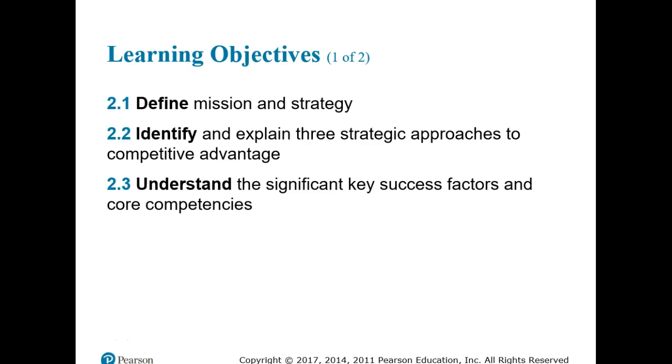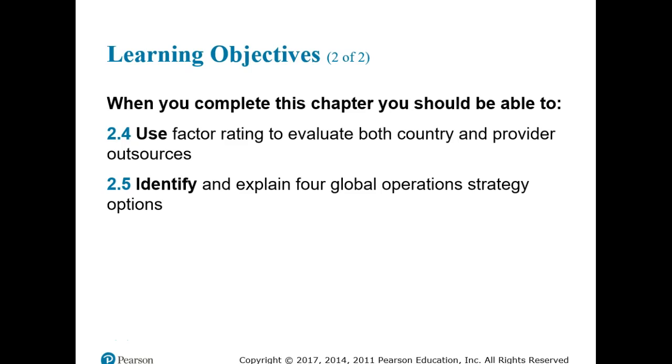First, we'll go over the chapter's learning objectives. We're going to define mission and strategy. We're going to identify and explain three strategic approaches to competitive advantage. Then we're going to understand the significant key success factors and core competencies. And we're going to use factor rating to evaluate both country and provider outsources. And we're going to identify and explain four global operations strategy options.